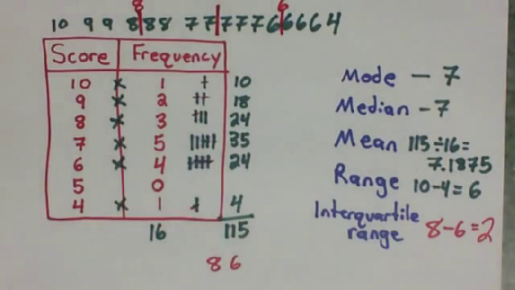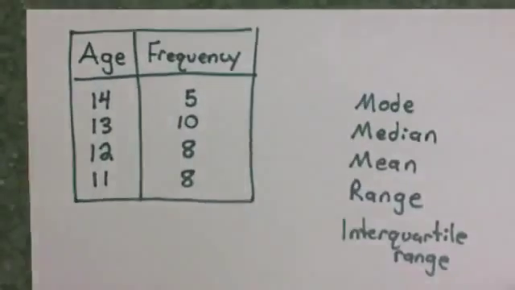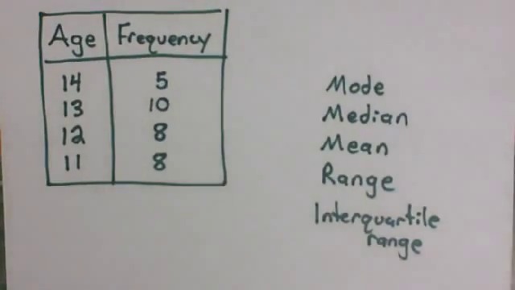Okay, I would like to give you a problem here. These are some ages and how frequent they are. Please give me the mode, median, mean, range, and interquartile range of these numbers. And then click on the link and we'll see how you did.